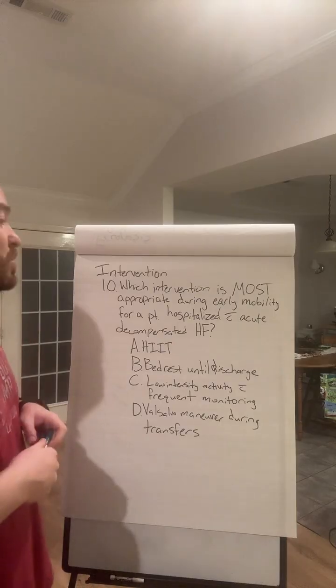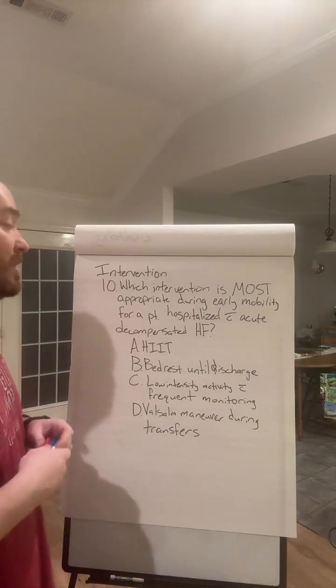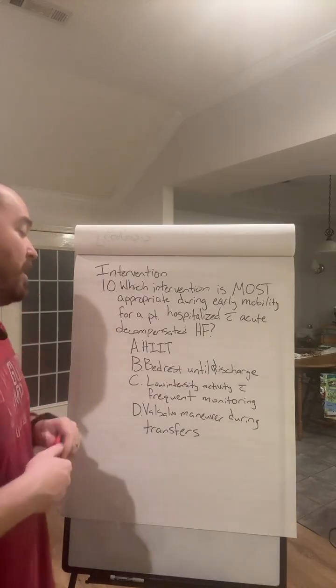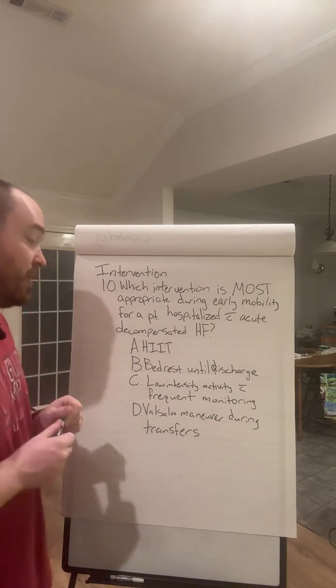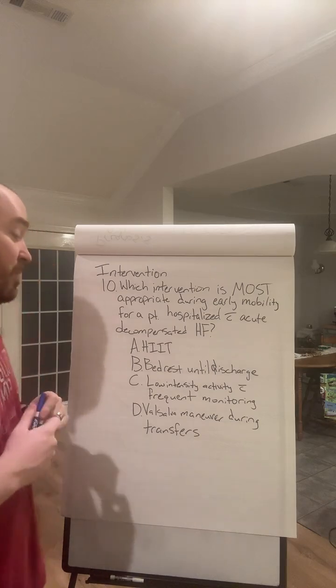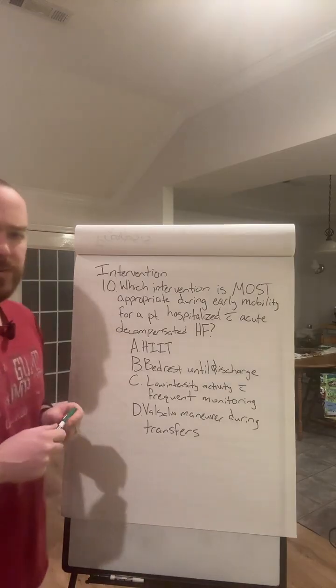Which intervention is most appropriate during early mobility for a patient hospitalized with acute decompensated heart failure? A, high-intensity interval training. B, bed rest until discharge. C, low-intensity activity with frequent monitoring. Or D, Valsalva maneuver during transfers.